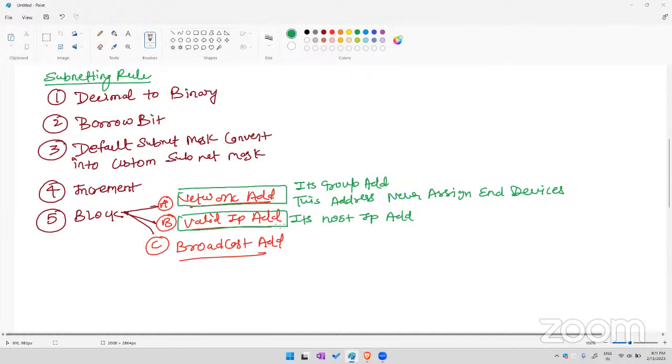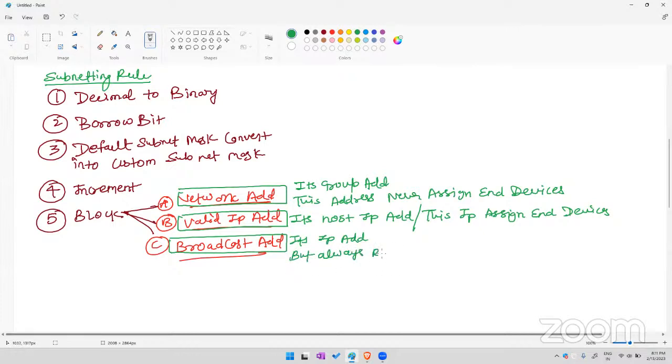Okay, now it's a host IP. Host IP means we need to discuss one more key point. Host IP: this IP is assigned to end devices. Okay, one more thing: the broadcast address. Why do we use it? It's an IP address, but it is always reserved. This address is never assigned to end devices. Why we use broadcast, we will discuss.